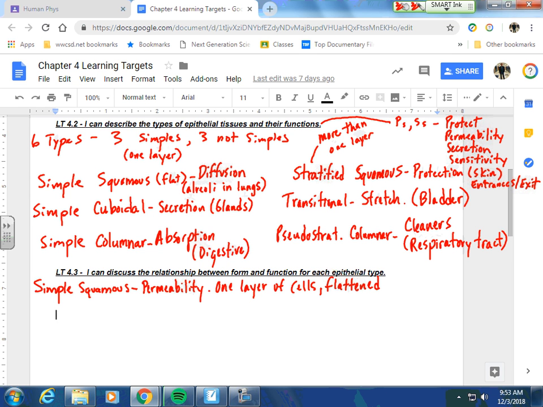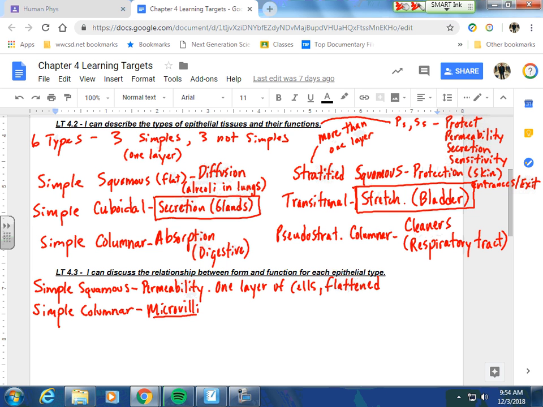All right. For simple cuboidal, all I want you guys thinking about is secretion and glands, and like I said, transitional, just ability to stretch, and the bladder. Okay. For simple columnar, this has a very important feature that you should know. Anybody know what the special feature is on simple columnar? Microvilli, right. So we have microvilli, which are these finger-like projections.